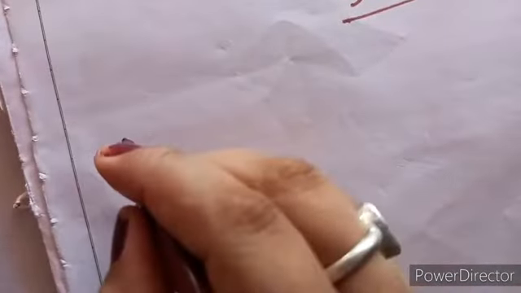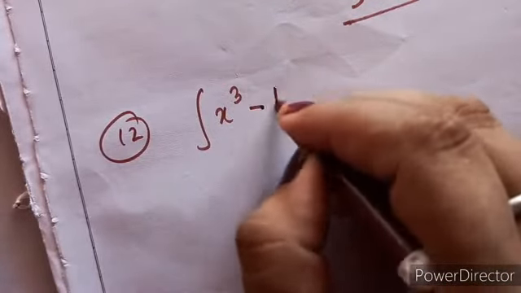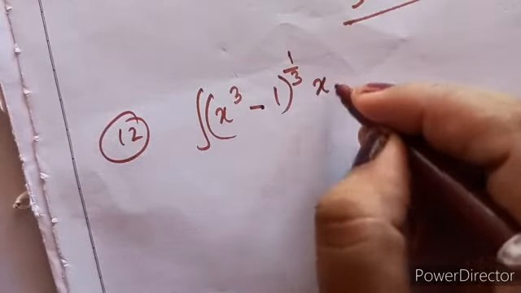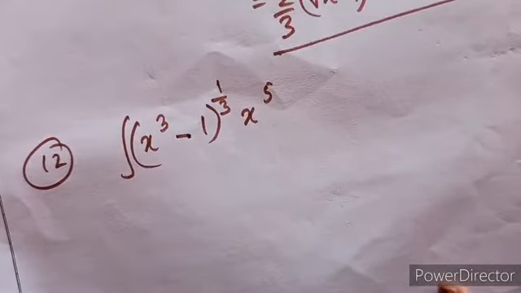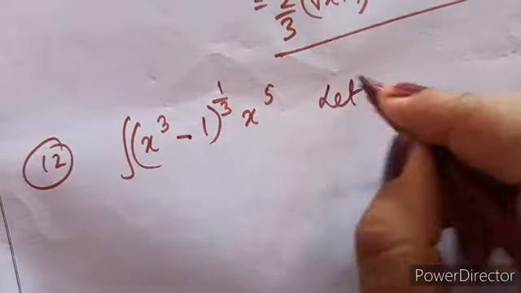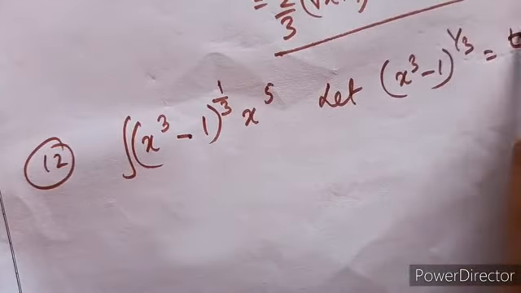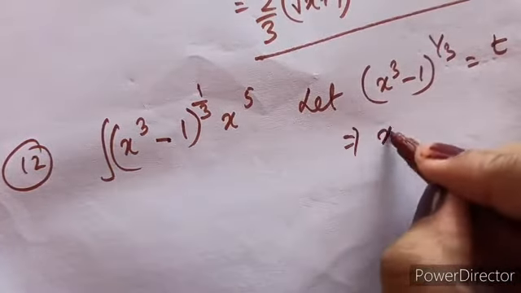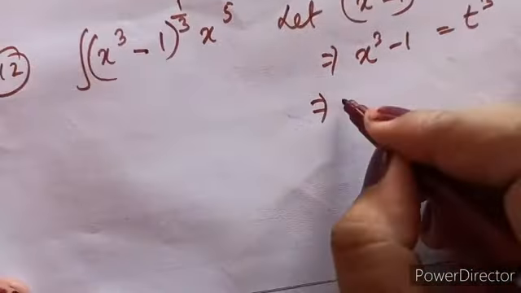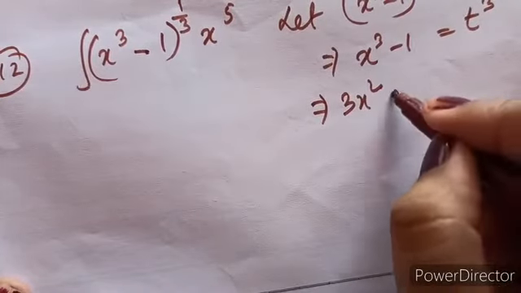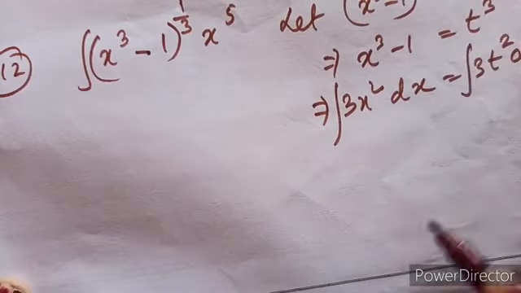Okay. So let me go with question number 12. That is the integration of x cube minus 1 to the power 1 by 3, times x to the power 5. So that means this is a cube root, isn't it? So here let me take this part equal to t. If I do cube, then your root part will be cancelled. This will be t cube. So that means this will be 3x square dx on this side, and this will be 3t square dt.